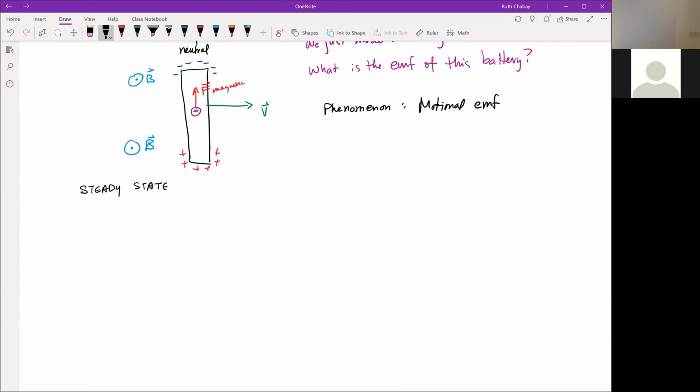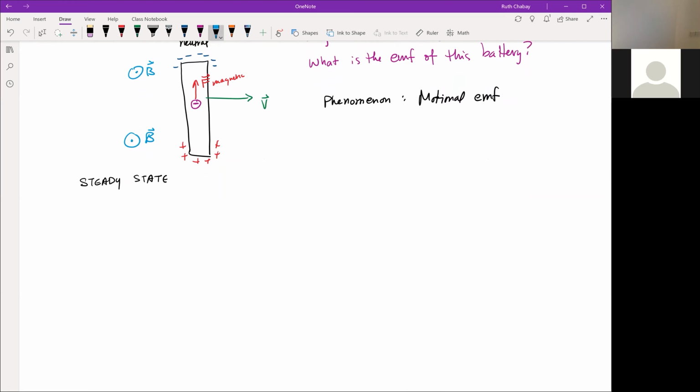So here's our magnetic field out. Here's the bar. Here's the electron. And we have a magnetic force up on the electron because the v is to the right. And at time t equals 0, when we just start dragging it, there is no charge accumulated on the bar.